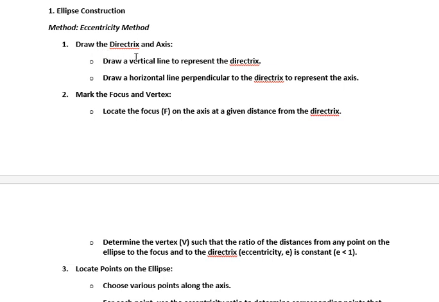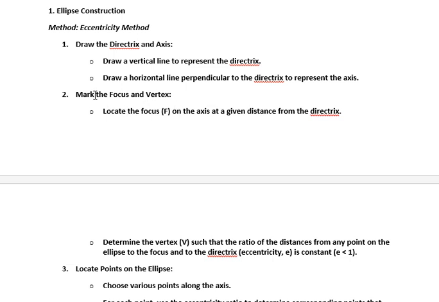First, we have to draw the directrix. For this, we draw a vertical line to represent the directrix. Then we have to draw the axis line. The axis line is drawn perpendicular to the directrix line. So draw a horizontal line perpendicular to the directrix to represent the axis. So one is a vertical line, which is the directrix line. Another one is the axis, which is drawn perpendicular to the directrix line.